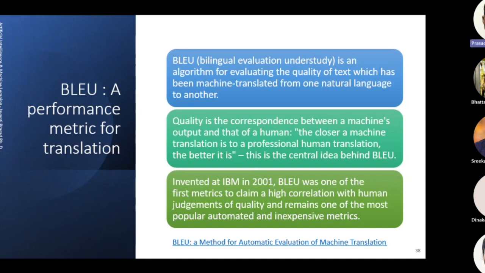We have a set of human-written, good translations. Then we have one translation given by a machine. We want to evaluate that machine translation against the list of human translations. For that, we can do n-gram matching. We can do unigram, bigram, trigram, and so forth.